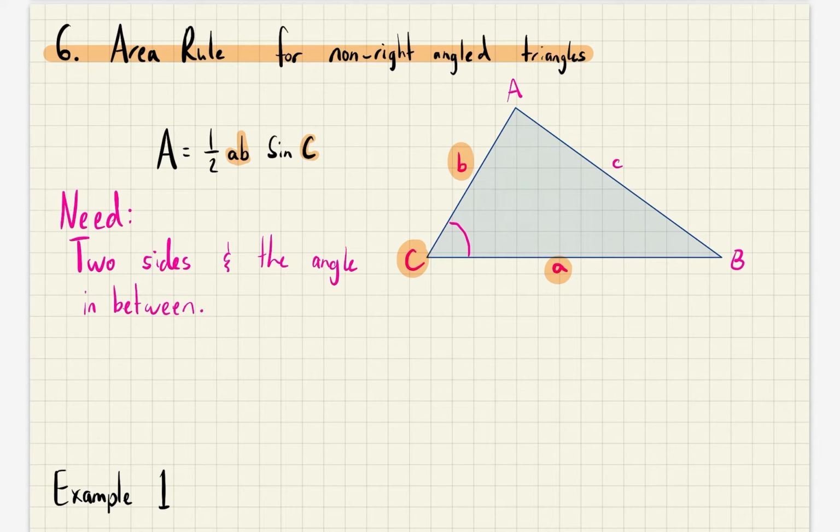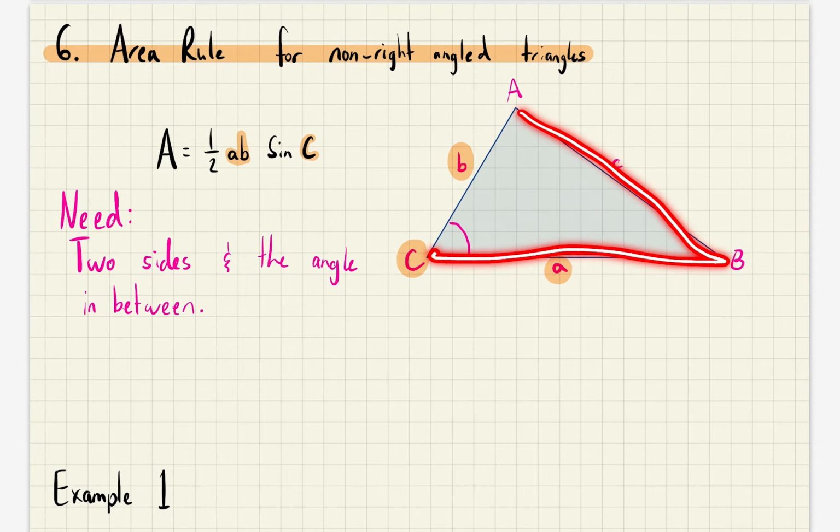So, just so you know, for this formula, which is A is equal to a half AB sine C, we need 2 sides and the angle in between. In this case, we've got these 2 sides and the angle in between, but if we were given these 2 sides and the angle in between, it would work. And if we were given these 2 sides and the angle in between, it would also work.